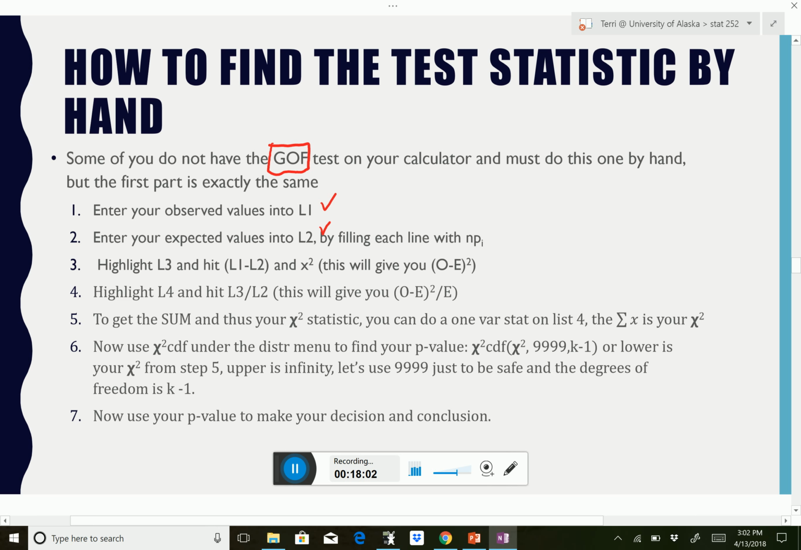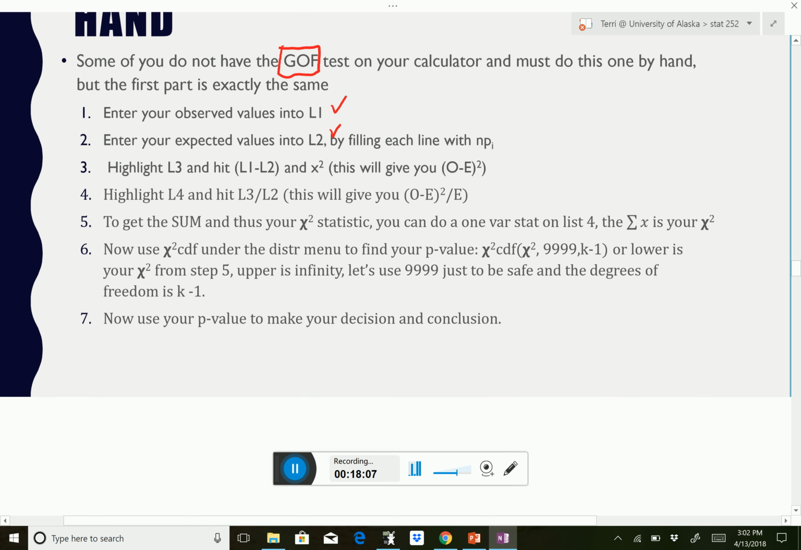Again, the first 2 steps are the same, entering our observed and expected values. Then we're going to make this one L1 minus L2 squared, making sure we put parentheses in there. And then list 4, and we could make this in one list also. We're going to take list 3 divided by list 2. So then list 4 is what we need. So we want to do a 1 var stat, and we can get our sum of our x's. So we just do a 1 var stat on list 4 and look for the sum of the x's. That's our chi-squared statistic.